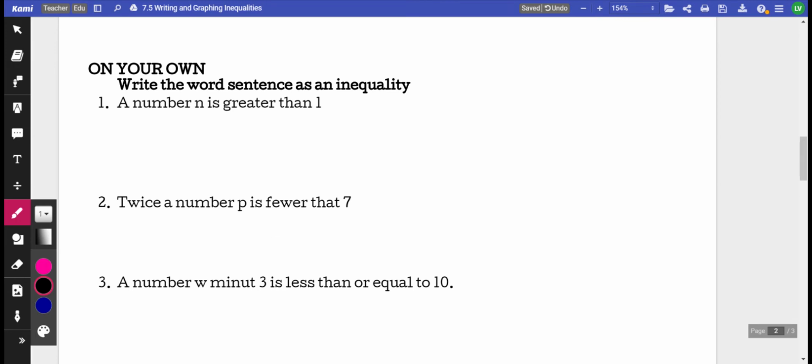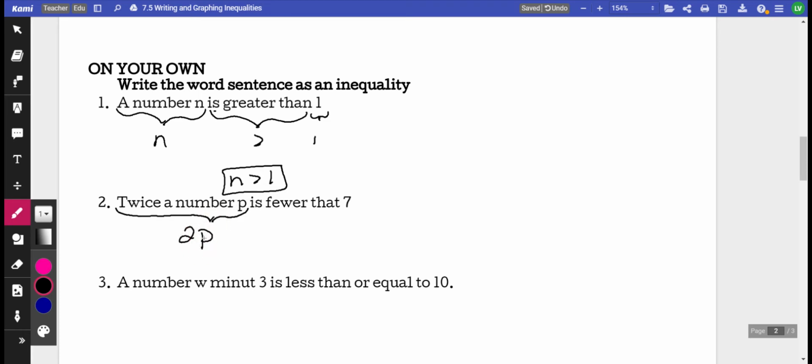Number 1, a number n is greater than 1. So n is greater than 1. Number 2, twice a number p, so twice means 2 times a number p, so 2p, is fewer than, that means less than, 7. So 2p is less than 7.